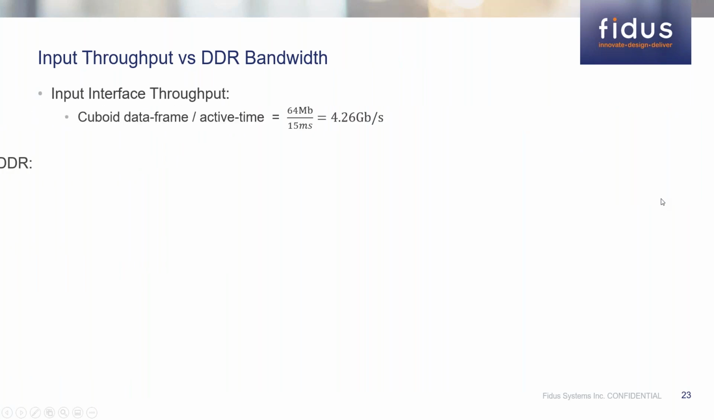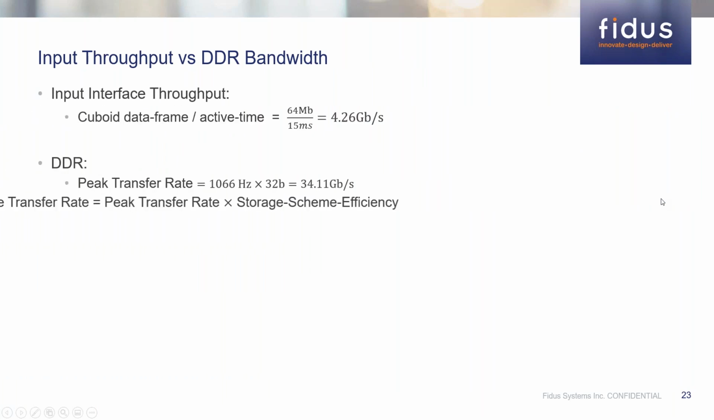Quickly, I will speed up a little bit. I think we don't have time here. The throughput of the interface can be calculated simply: the size of the qubit divided by the active time, and we'll have 4 gigabit per second as a throughput from the interface, and the peak DDR access rate is approximately 34 gigabit per second.